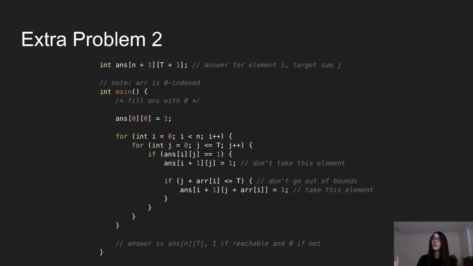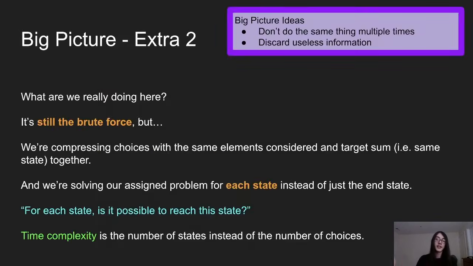Because otherwise, it's already impossible, and we're saying that other things are possible from this impossible to reach state, which doesn't make sense. And again, let's relate this to the big picture ideas. We don't care about the actual elements we use to reach a certain sum, so we can discard that information. All that matters is that we got the sum and that we made our decisions about a specific number of elements. So we don't process any combination of sum and number of elements more than once because we don't need to. We're processing every state exactly once.